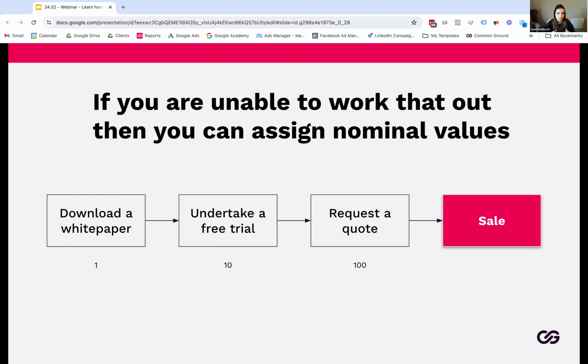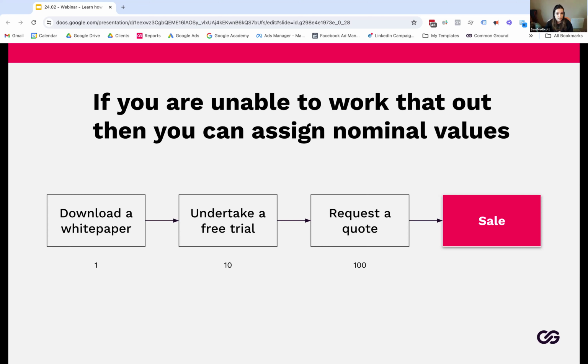And if you are unable to work the exact numbers out like that, you can add nominal values. With this, there would be some trial and error to understand the differences and what's most important for you. As mentioned previously, download a white paper may have a higher conversion rate and a lower cost per conversion, so Google could tend to send more of those conversions to you rather than request a quote, where you may only get a handful a month. However, those handful bring in a lot more business than, say, 10 white paper downloads.